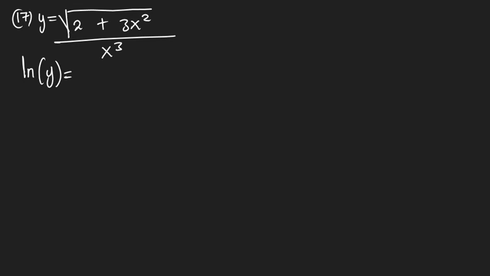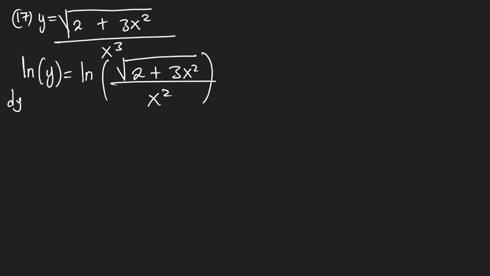You've got your y is equal to square root of 2 plus 3x to the power 2 all over x to the power 3. Same concept, but this time around I'll be very quick. So of course I'll introduce the natural log of y, and even this side the natural log of square root of 2 plus 3x to the power 2 all over x to the power 3. Then of course I'll do dy dx of ln of y. Then this side you just maintain.